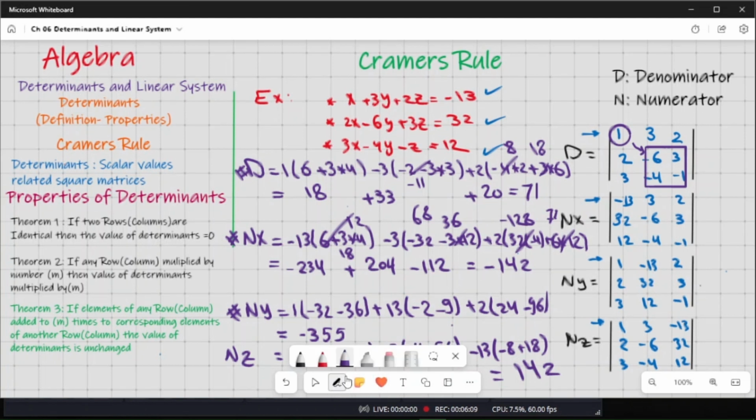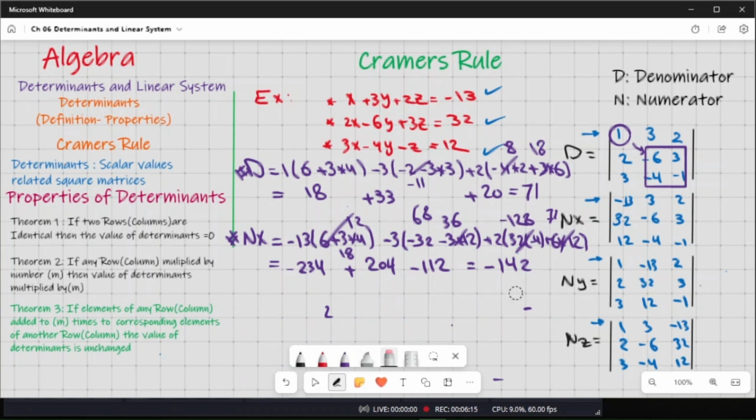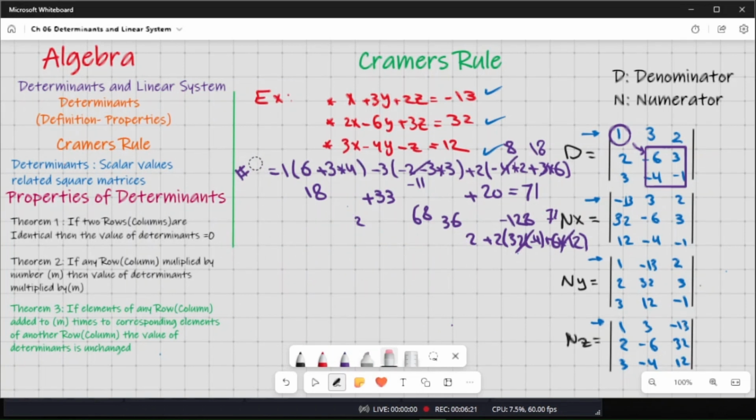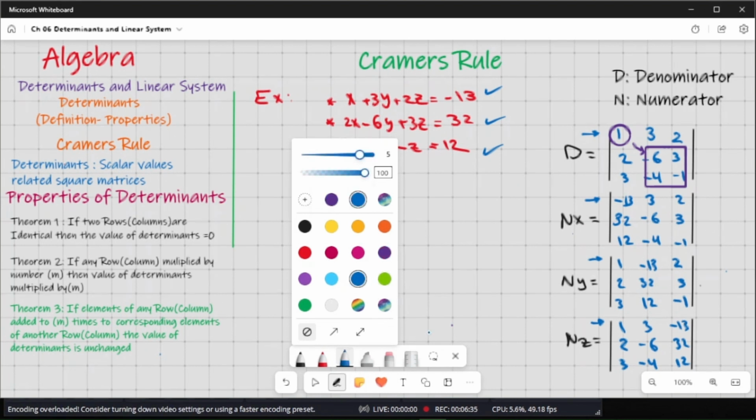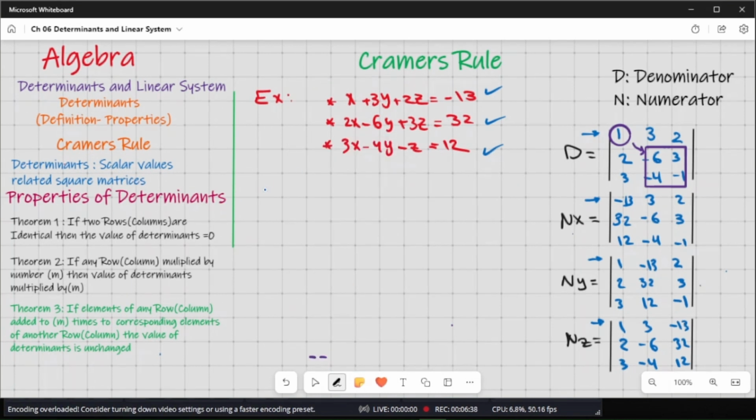Okay, just clear and calculate the values of here x, y, and z. We have x equal to nx by d. So x equal to negative 142 by 71. So this equal to negative 2.